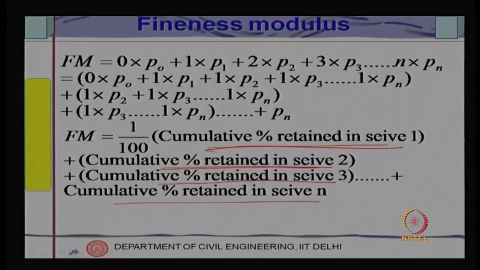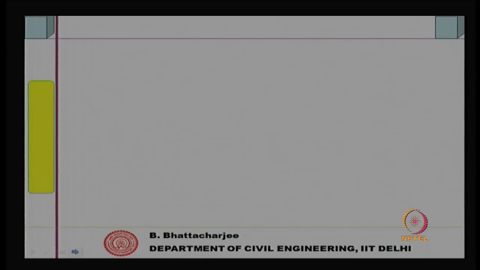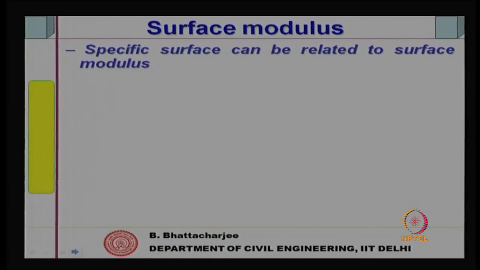So, therefore, this is nothing but sum total of cumulative percentage retained in all the sieves, right, divided by 100, because these are in percentage, that will give you the fineness modulus. So, from the definition, fineness modulus can be derived in this manner. We calculate fineness modulus on the basis of cumulative percentage retained on all the sieves divided by 100. First sieve you take, how much is the cumulative percentage retained, then you find out what is the cumulative percentage retained on the second sieve, third sieve, fourth sieve.